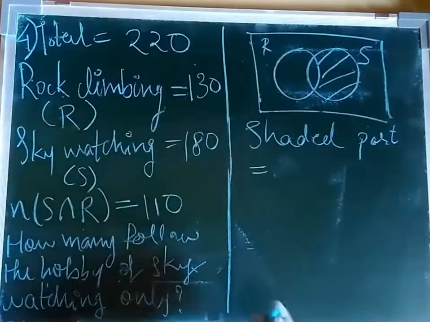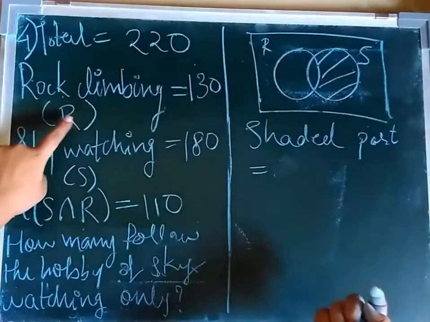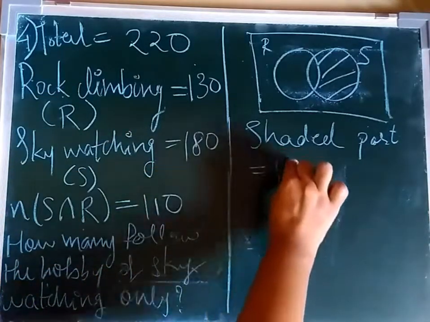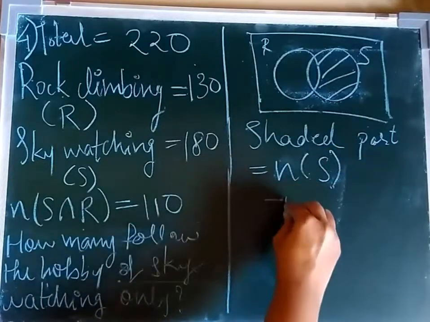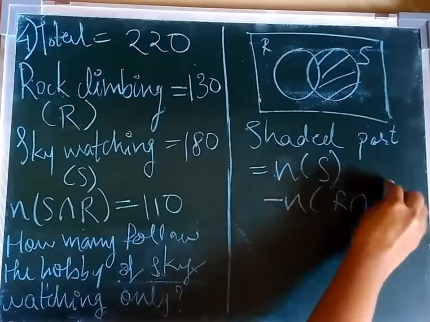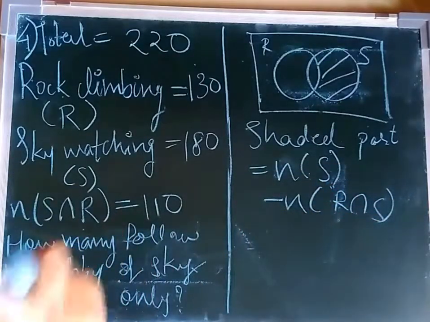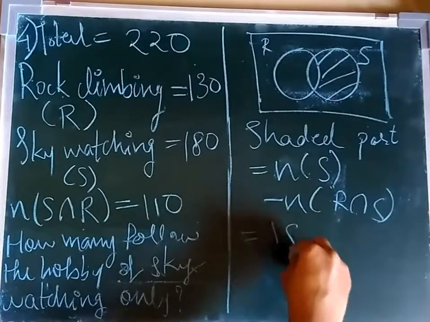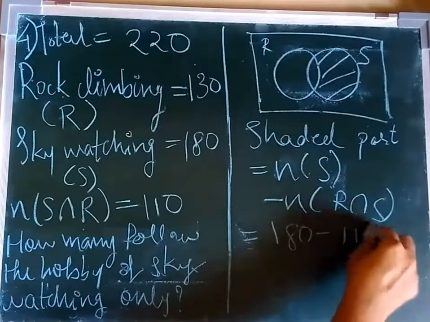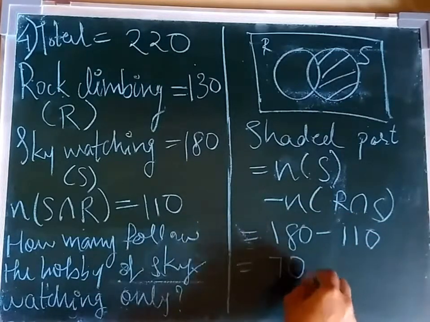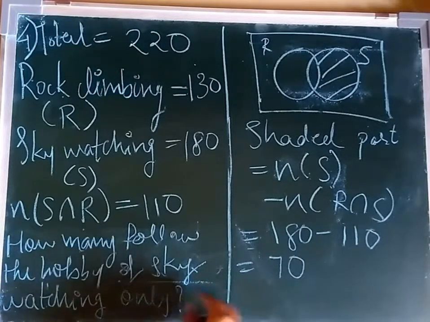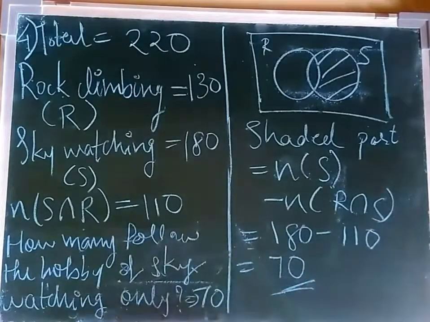That means we need to avoid the number of students who have both hobbies from this whole lot. So then the shaded part is n of S minus n of R intersection S. So this will give us the number of students who have just sky watching as their hobby and not rock climbing. Minus 110, and this will be 70. So there are 70 students who follow the hobby of sky watching only and nothing else. So this answer is 70. So we are done with question number 4.